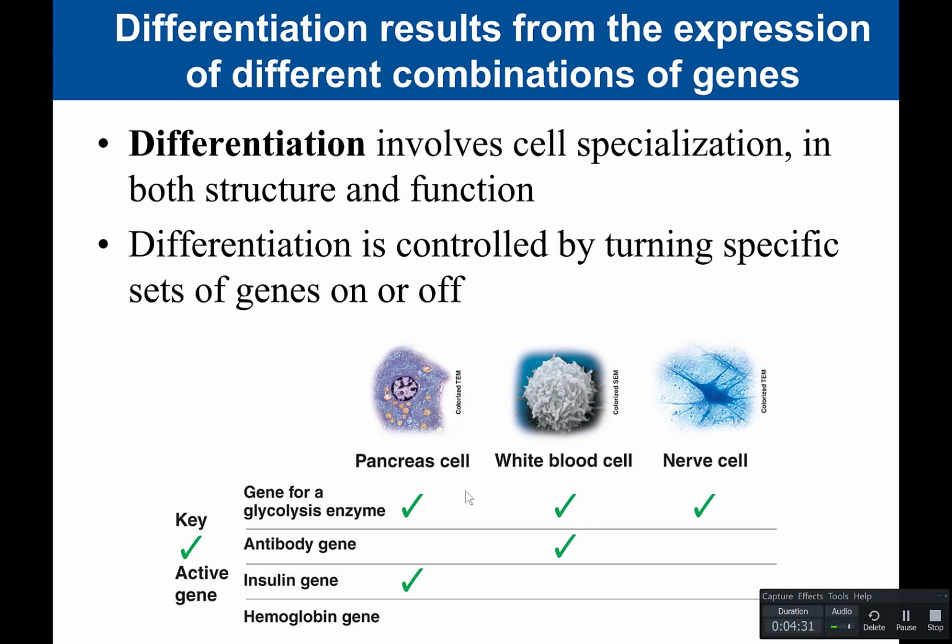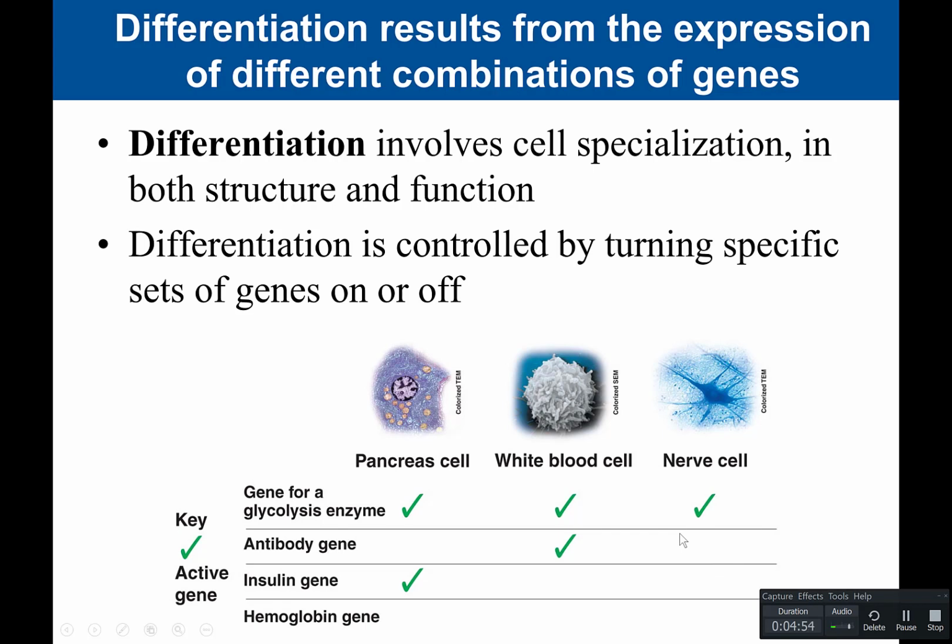The next gene that we can compare would be the antibody gene. Antibodies are a type of protein produced by your immune system to help fight off foreign invaders. All the cells in your body have those antibody genes, but those antibody proteins are only being produced in the white blood cells. So you would see expression of this turned on in white blood cells, but not in the pancreatic cells and not in the nerve cells.